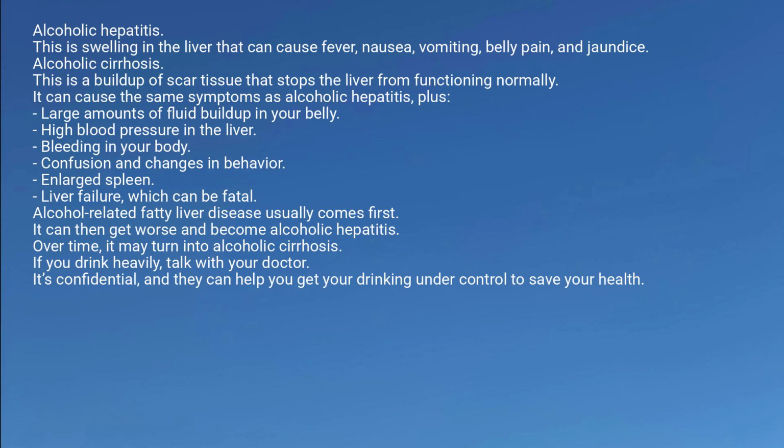Alcoholic hepatitis. This is swelling in the liver that can cause fever, nausea, vomiting, belly pain, and jaundice. Alcoholic cirrhosis. This is a buildup of scar tissue that stops the liver from functioning normally. It can cause the same symptoms as alcoholic hepatitis, plus large amounts of fluid buildup in your belly, high blood pressure in the liver, bleeding in your body, confusion and changes in behavior, enlarged spleen, liver failure, which can be fatal.